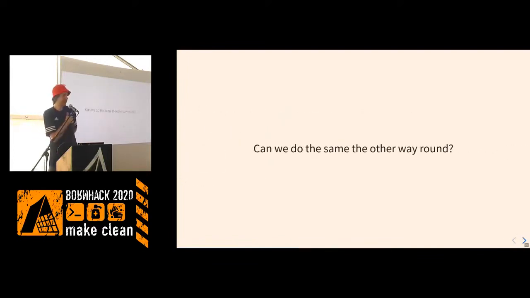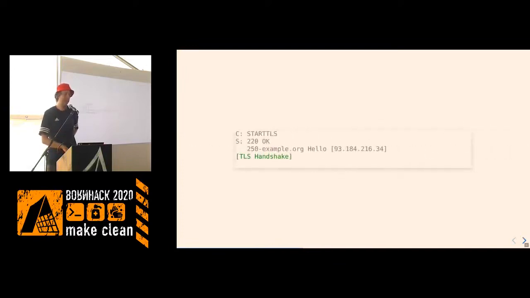Now, there's another question you could ask: can we do something similar the other way around? Can we send from the server side some additional commands that the client will interpret? And it turns out yes. Looking at this transition again, if the client sends the STARTTLS command and the server answers with this 220 OK, and then with something else, then the client will interpret this something else as part of the TLS connection.